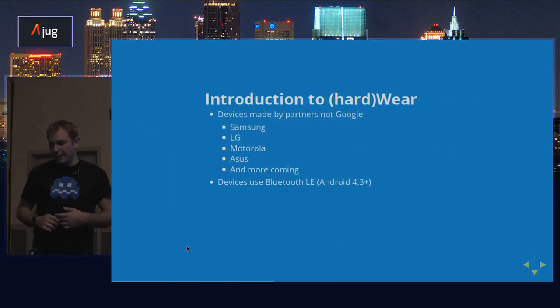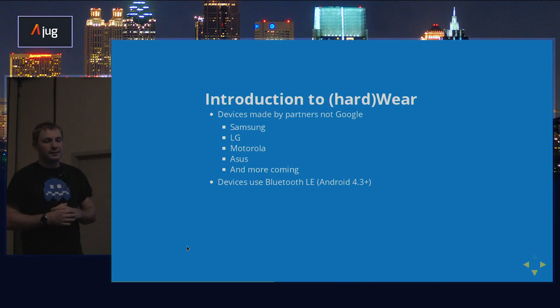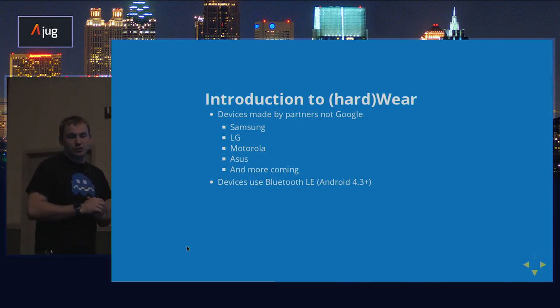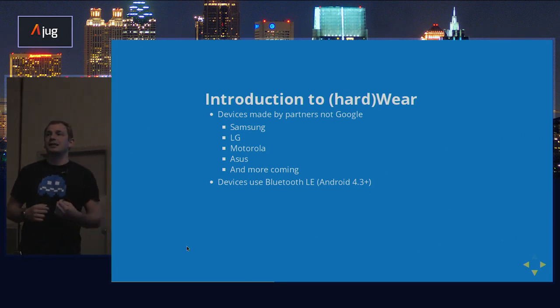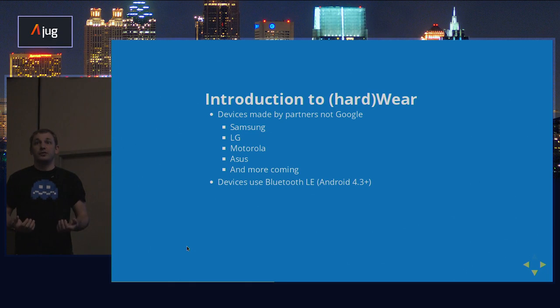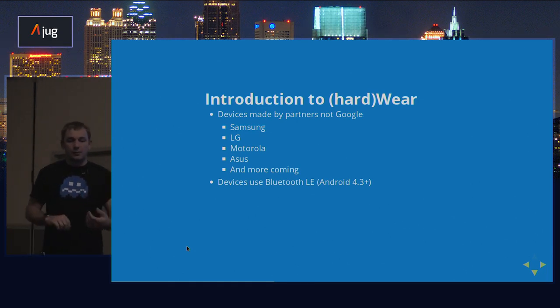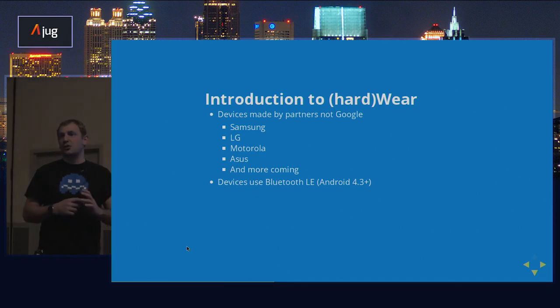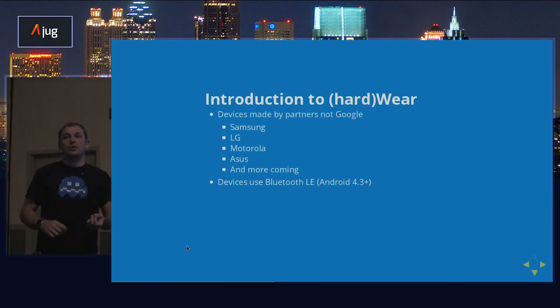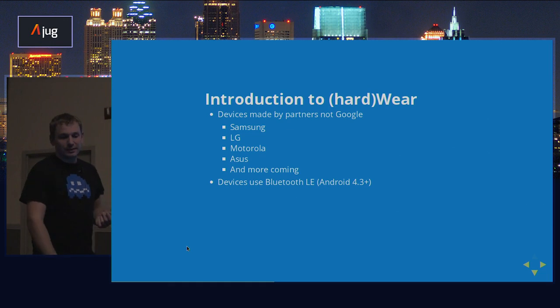So, beginning a night of puns, the introduction to Wear, specifically the hardware. Google decided again to take the partner route that it had done with Android to much success. Right now there are watches by Samsung, LG, Motorola, Asus, Sony, and several more that I can't remember. They're all on Google's websites.